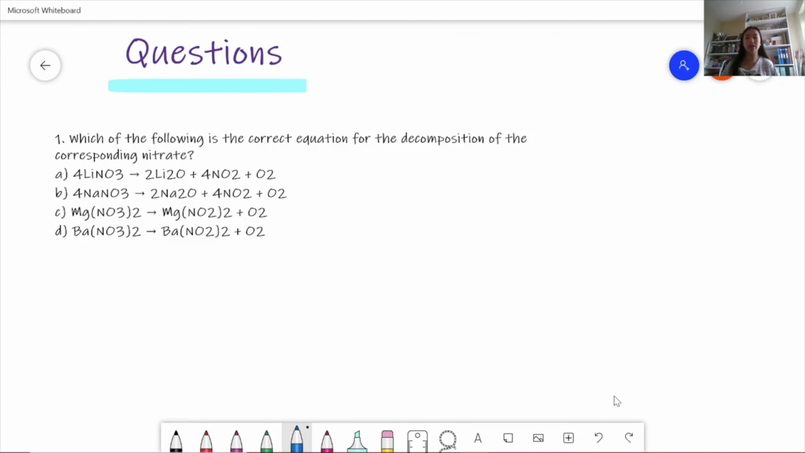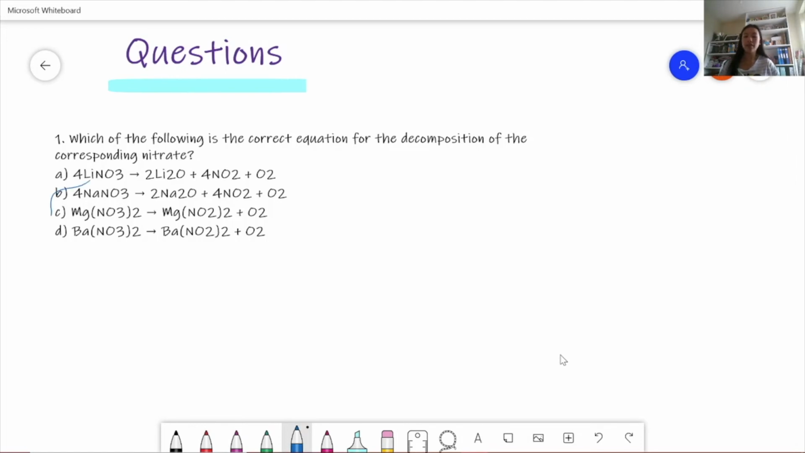So now we're going to move on to some questions. The first question: which of the following is the correct equation for the decomposition of the corresponding nitrate? So we have our two rules of decomposition of nitrates. The first rule is that group 1 nitrates will decompose to form the nitrate 3 salt and also oxygen, whereas group 2 nitrates will decompose to form that group 2 oxide, oxygen gas and nitrogen gas. And so working out which groups these metal nitrates are in will give us the answer.